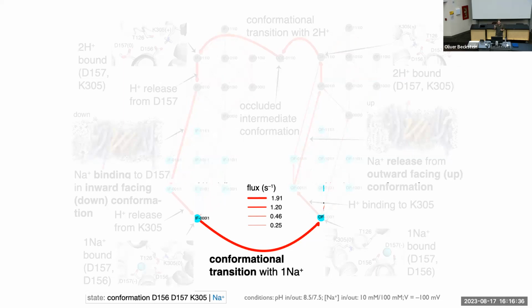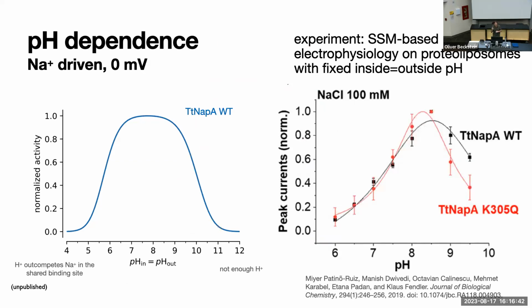You can also look at how fast this cycle runs and plot this as a function of different parameters. So in this case, we set the inward pH to the outward pH and then drove it by a sodium gradient in the model, and you get this normalized activity, which shows what is very characteristic for these sodium proton antiporters. On the left-hand side are experimental data, and they show the same kind of behavior. You have peak activity around 8.5-ish or so, and no activity at low and high pH.